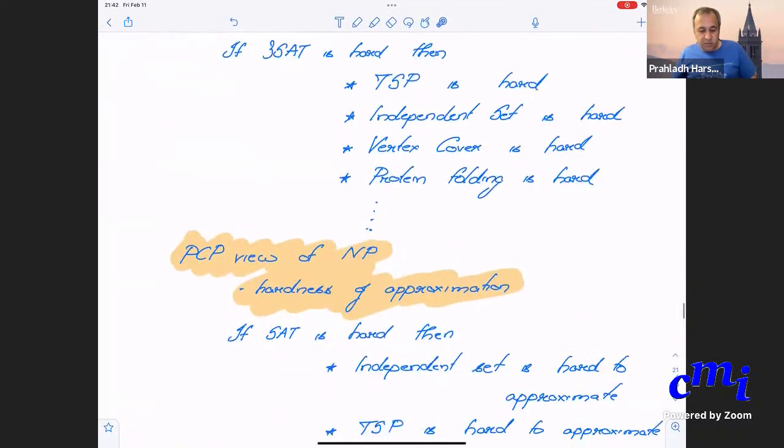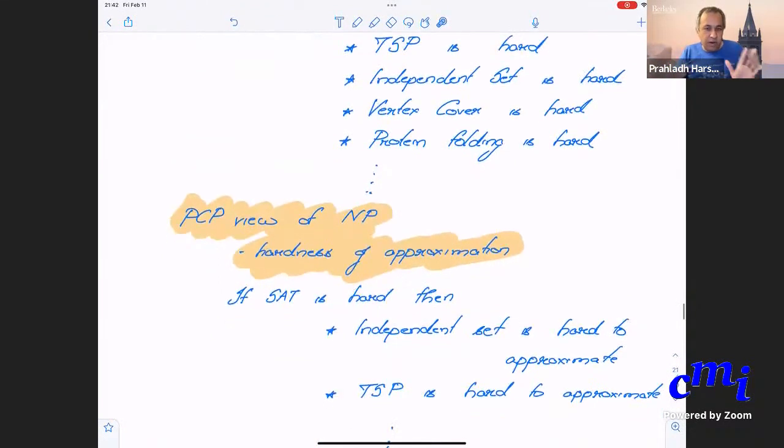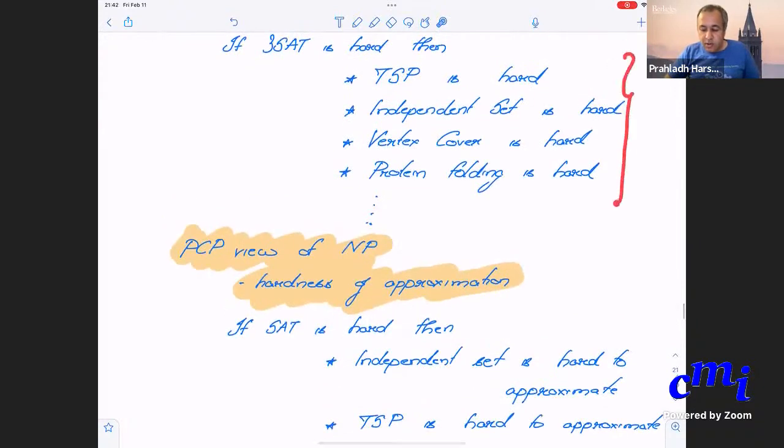A consequence of the PCP theorem, which I will not get into in this talk, and which if time permits I can do in the question and answer session at the end of the talk, shows that several of these problems which we have shown here, their approximate versions are also equally hard.